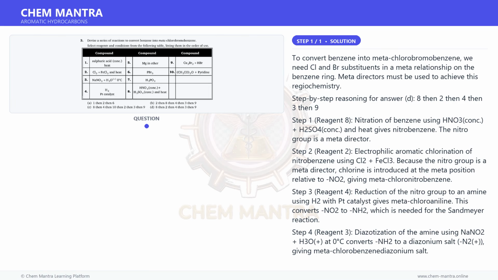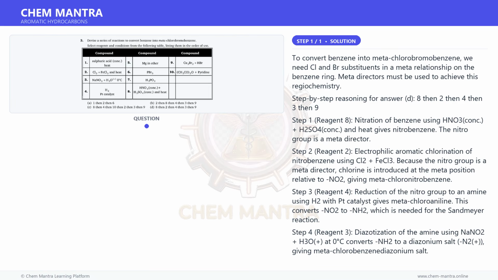Option C uses reagent 10, acetylation with acetic anhydride and pyridine, which is used to protect an amine. This sequence introduces unnecessary complexity and does not correspond to a clean synthesis from benzene to meta-chlorobromobenzene using the given reagents in a logical order.